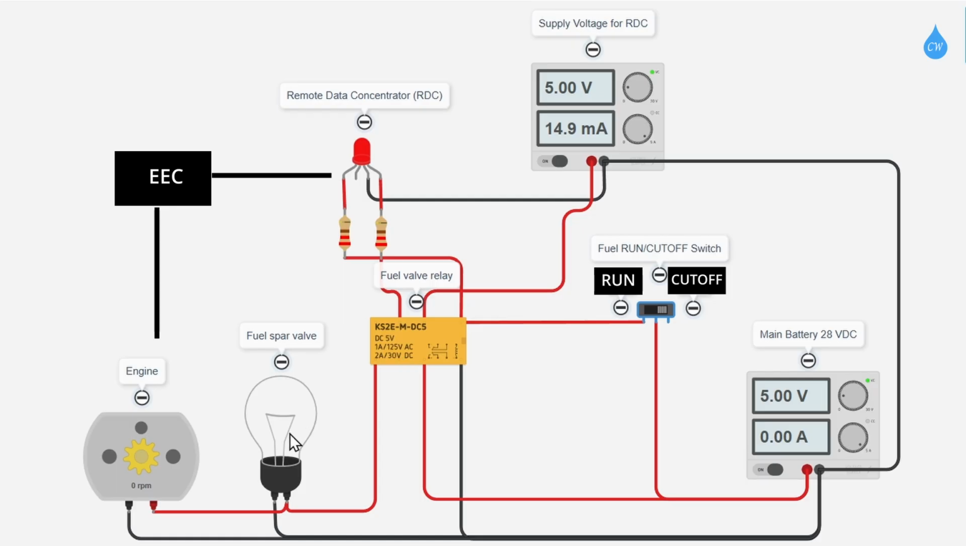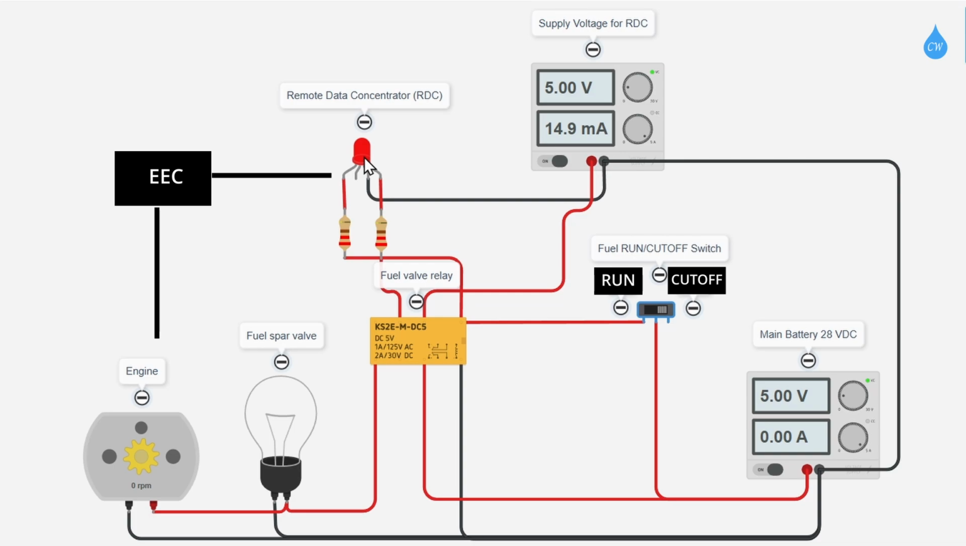This is the fuel spar valve. I'm sorry, I don't have anything else to represent it on this diagram. So I put a label to represent open or close on the fuel valve. And this is the engine, okay? This is the separate voltage supply for the RDC. I don't know if this is correct or not. Maybe they are supplied by the same voltage. It doesn't matter for this example.